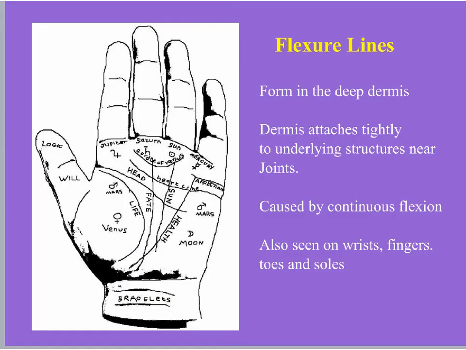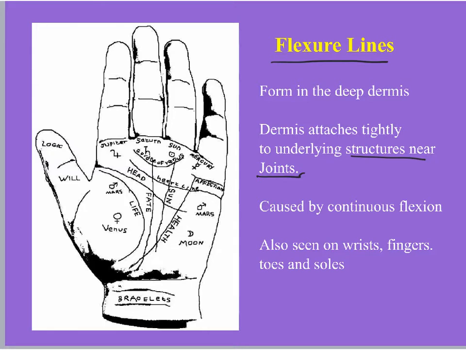One just kind of fun thing is lines of flexure, or flexure lines. These are what you might have read if you were to go to a palm reader. So if you look at your palm, you can see that you have some pretty clear lines at areas of articulation, or at your joints, right? And so what gives you these lines of flexure is where the dermis, the underlying dermis, attaches tightly to structures around the joint.